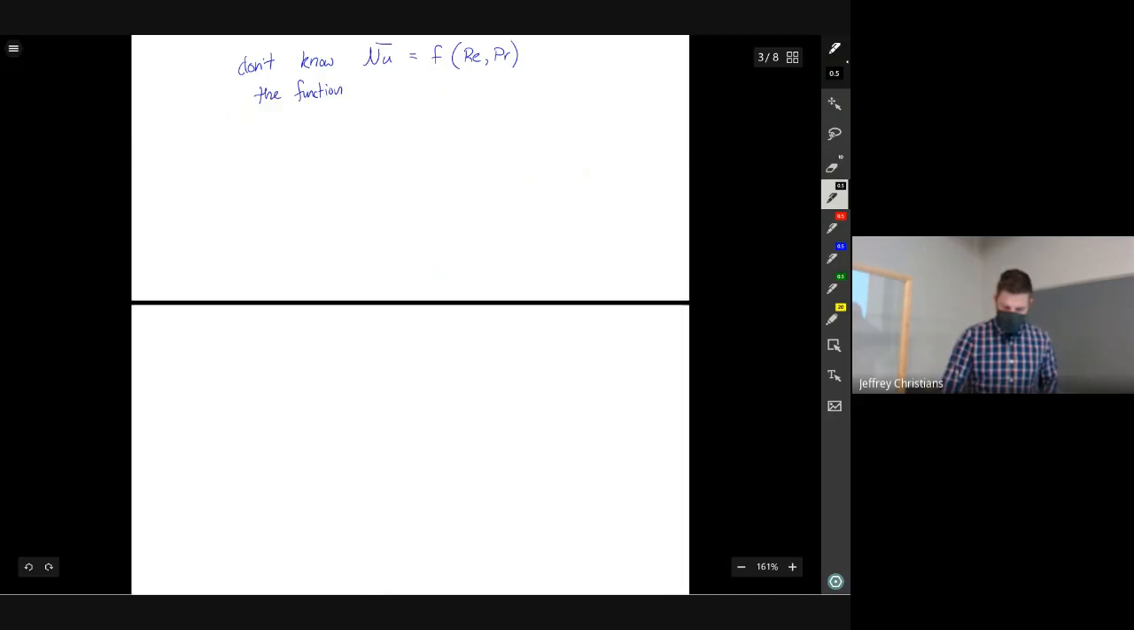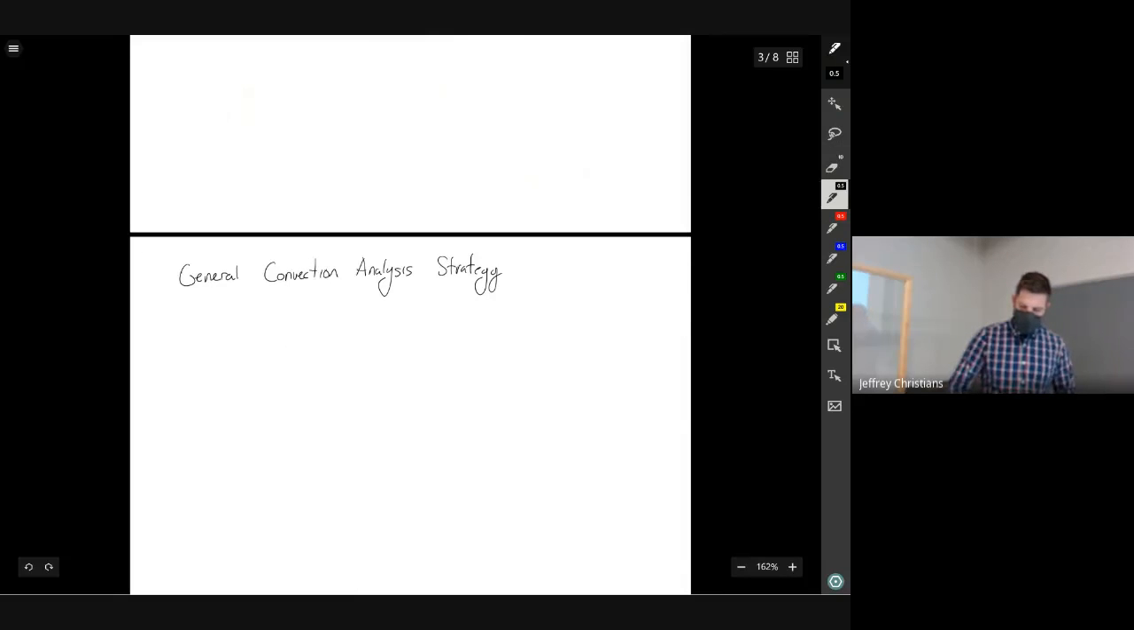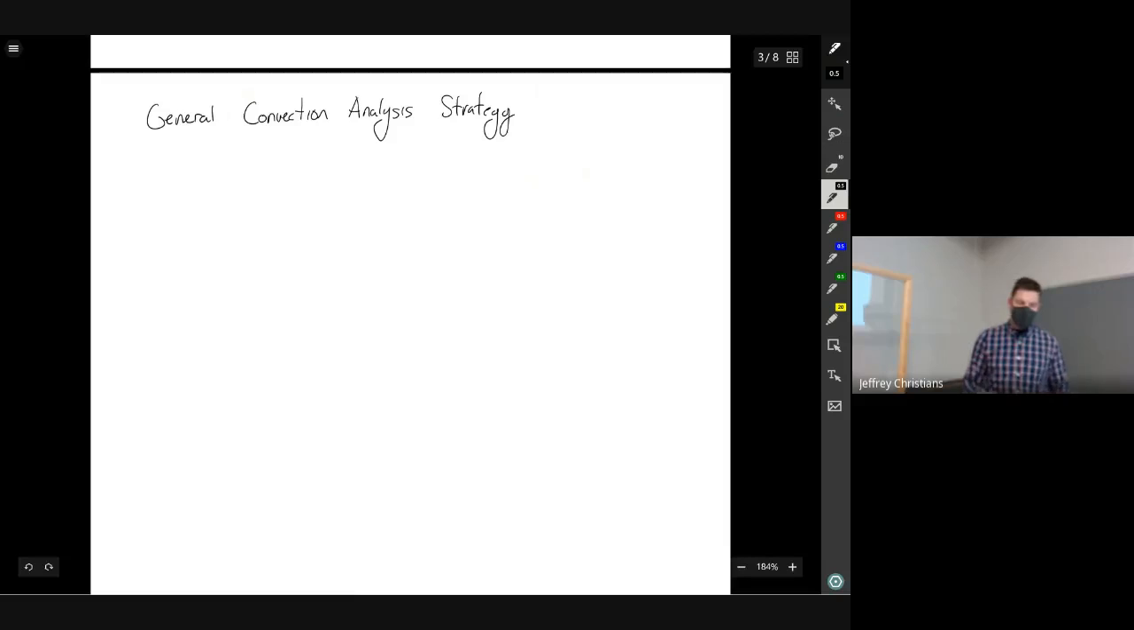If I can jump ahead. So our general strategy for analyzing convection problems, step one, is we're going to use a mathematical model.